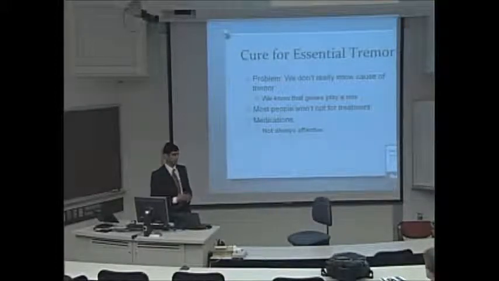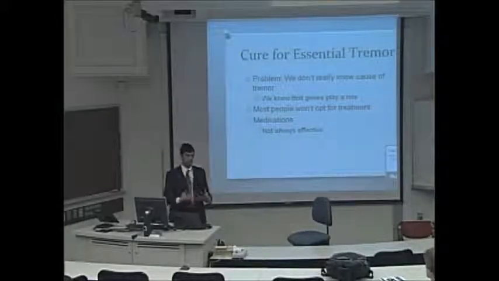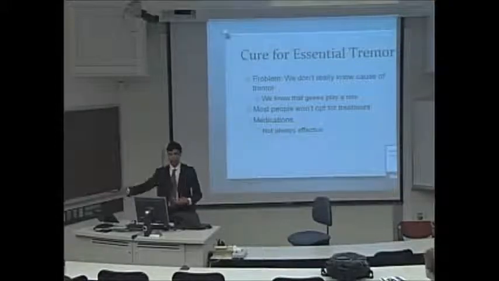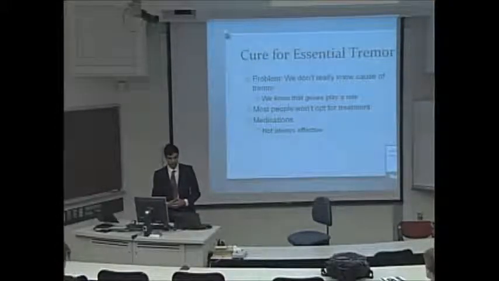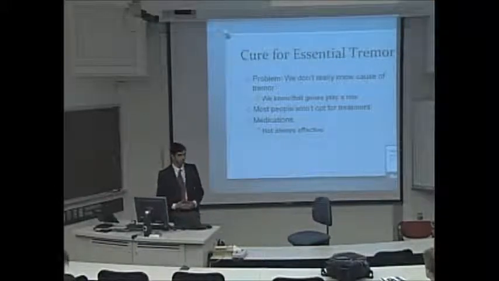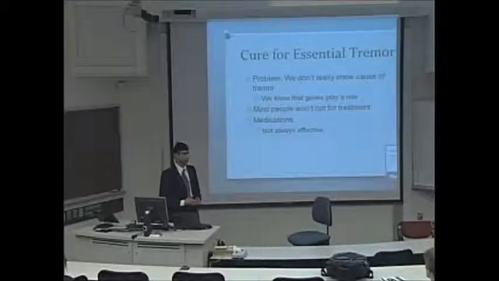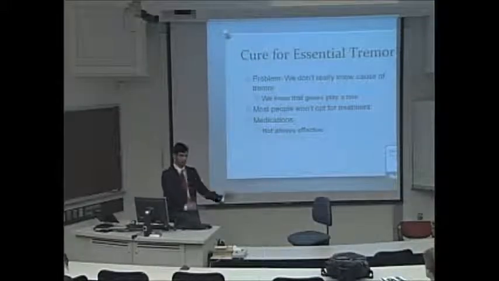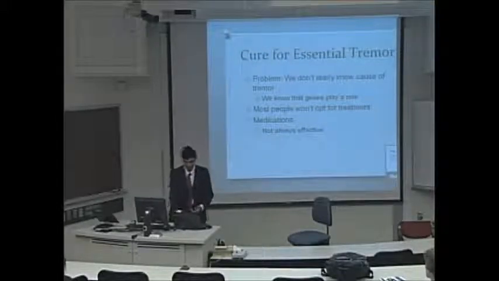Most people who have essential tremor don't opt for treatment. A lot of essential tremor is smaller and doesn't interfere as much, but obviously there are severe cases of essential tremor, which we're hoping that this research will address. There are medications, which is generally the first step that people take to, the first serious step that people take to addressing this. But the medications themselves aren't always effective. And if not medications, what's the next step?